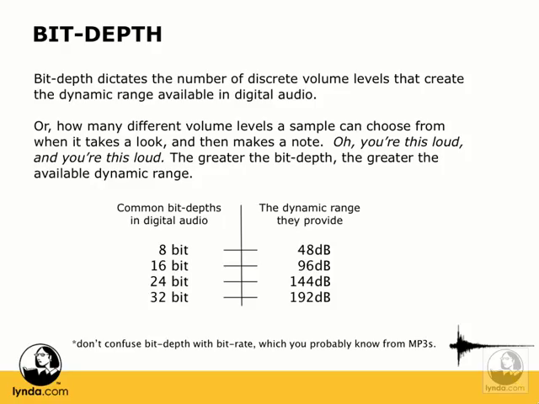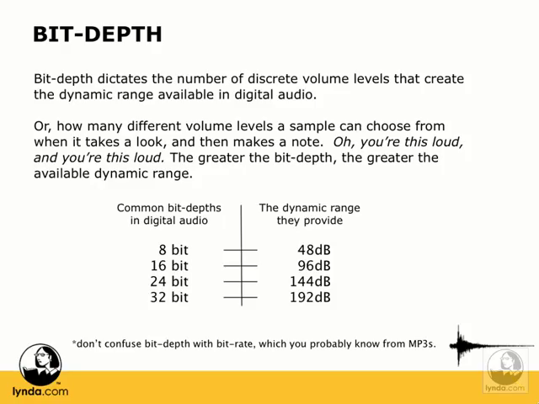So let's take a look at a few different common bit depths that you'll see in digital audio and the amount of dynamic range that they'll provide. There's 8-bit, which only provides 48 dB, 16-bit, which provides 96, 24 at 144, and 32 at 192, and so on. A couple real-world examples here. When you buy a CD, a music CD from the store, it's at 16-bit, so you can get 96 dB of range out of there.